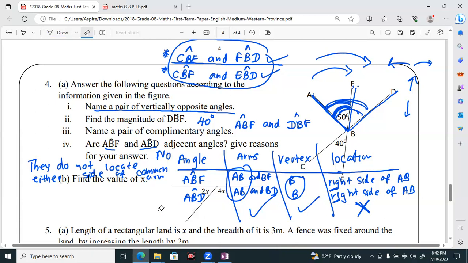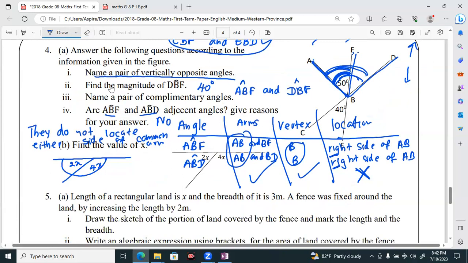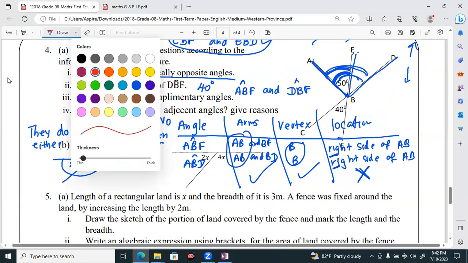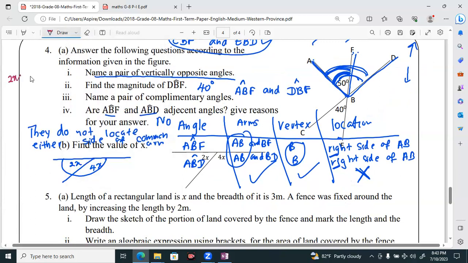Okay. Then after you have to find the value of x. You have been given two angles which are on a straight line segment and asked to find the value of x. Then the sum of two angles, 2x add 4x equals 180. Then it is 6x equals 180. Divide both sides by 6. x is equal to 30 degrees.